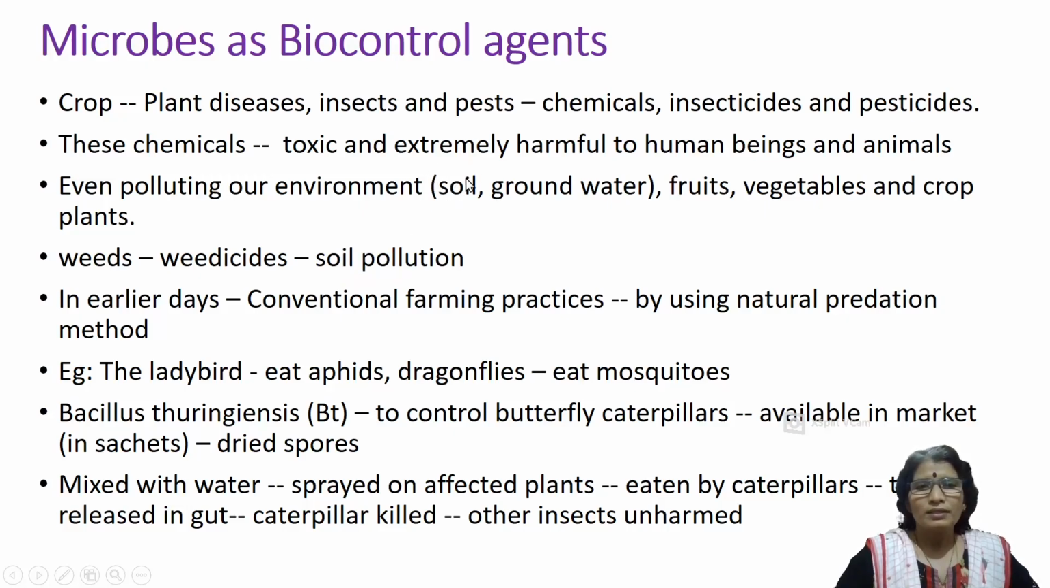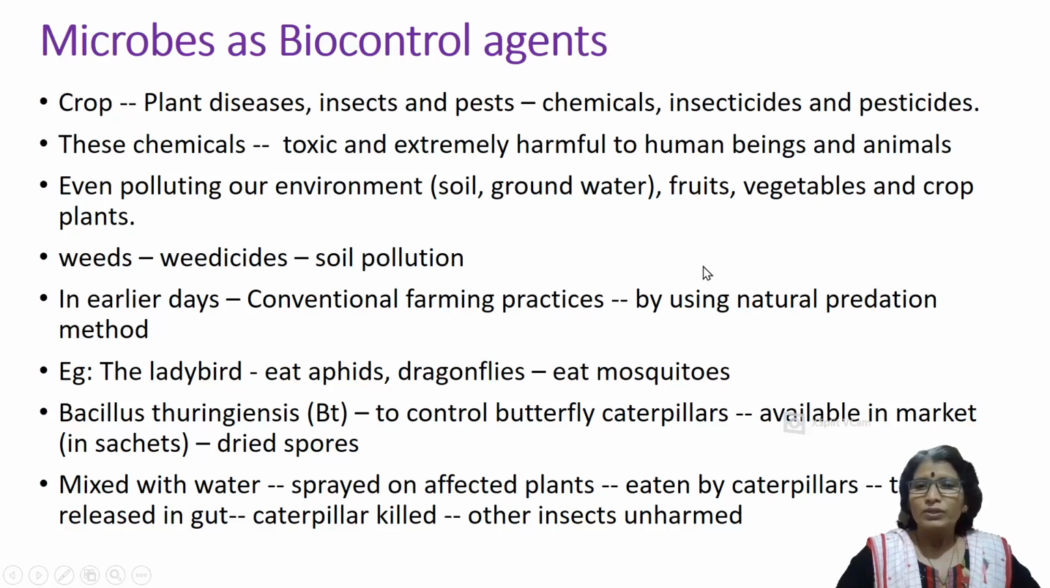At the time of rain, these chemicals dissolve in rainwater and flow into rivers. That leads to river water pollution, and due to seepage of these chemicals with water, that leads to groundwater pollution. In earlier days, our ancestors didn't know about these chemicals. They completely followed organic farming, that is, conventional farming practices.